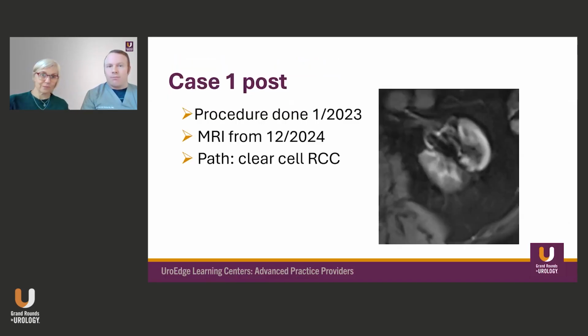All right. So moving on in this case. Okay, so the same patient, we got a surveillance contrast enhanced renal MRI in December of 24. Procedure was originally done in January of 23, and pathology revealed clear cell RCC.